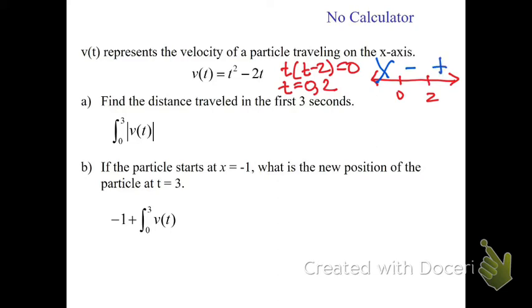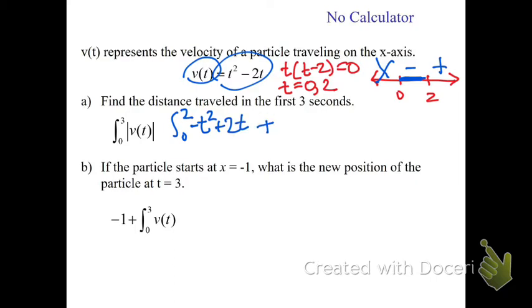So that means from 0 to 2, my velocity is actually negative, and I need to flip that up to make it positive in order to integrate, because we're trying to do absolute value. So I'm going to integrate from 0 to 2. I need to change them all to their opposites, so negative t squared plus 2t. Change it to the opposite, then I'm going to integrate.